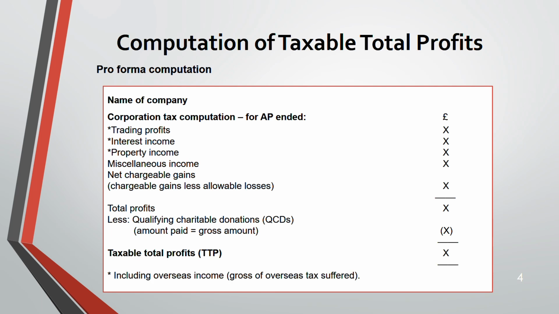Wherever I put the asterisk mark, trading profit, interest income, property income can include overseas income as well, gross of overseas tax suffered. If you are given the net income, you have to gross it up with the overseas tax that you have suffered. Remember, the gross amount has to come.